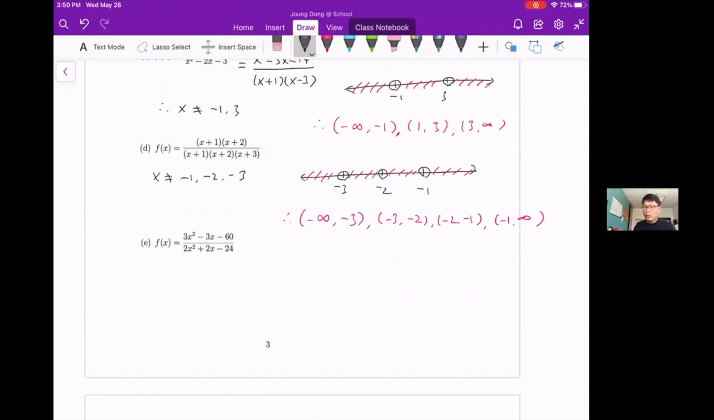So what about E? As I told you, you don't have to worry about your numerator, okay? We are not going to factor the numerator for this problem, because the problem asks you to find the domain of your rational function, okay? But we're going to factor the denominator, okay?